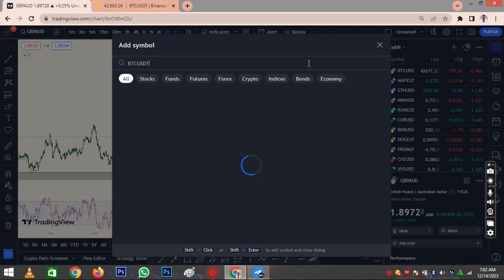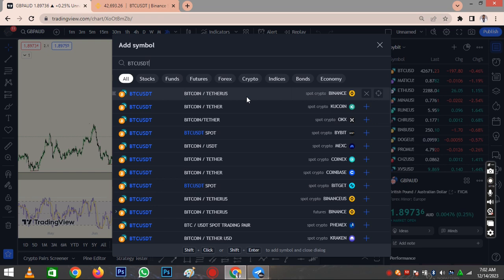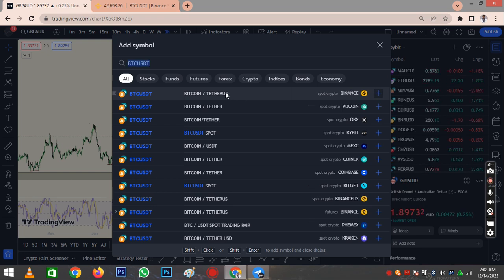So this is TradingView, and I'm searching for BTC. This is spot, and you can see I'm using Binance. Right here we have the chart for Binance.